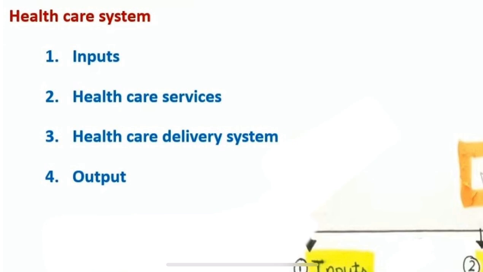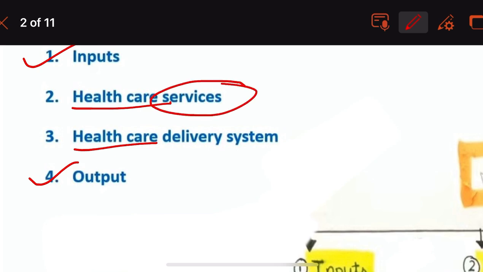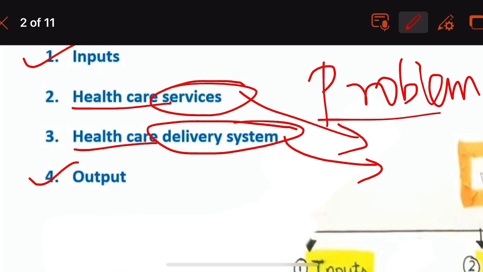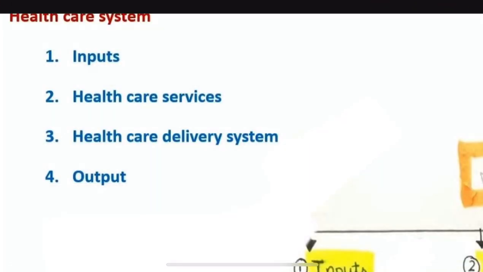One of the simplest models has been shown here. The healthcare system includes input, output, healthcare services, and healthcare delivery system. So guys, we have input. Input are, for example, the problems, okay? The health problems. Then we have certain services for this problem, and we are delivering this service using a particular system. And what will be the result? The result is nothing but the output. So now I will explain using this model.